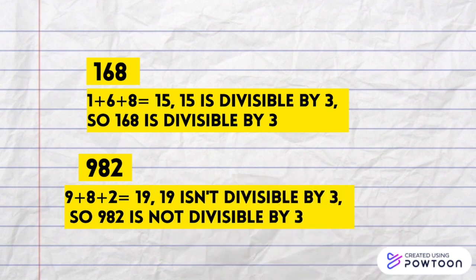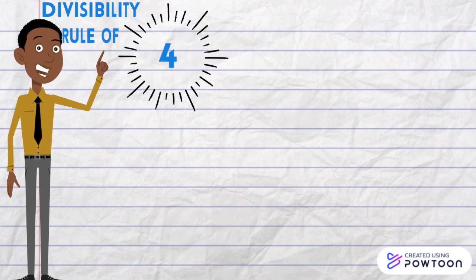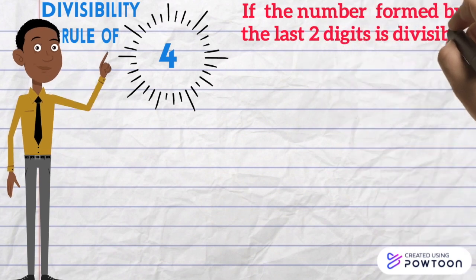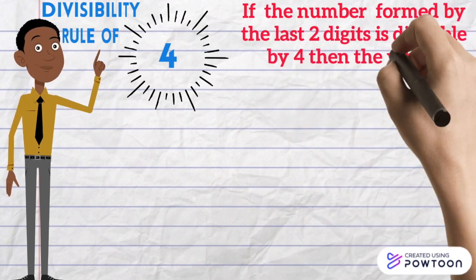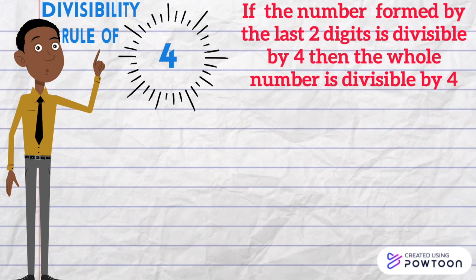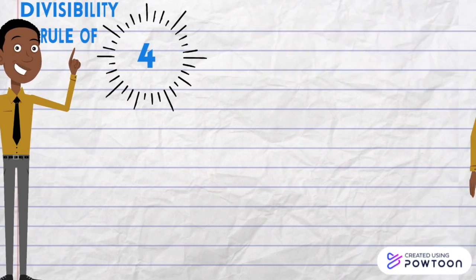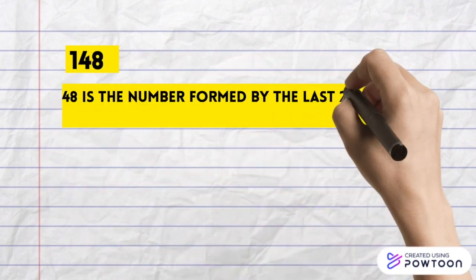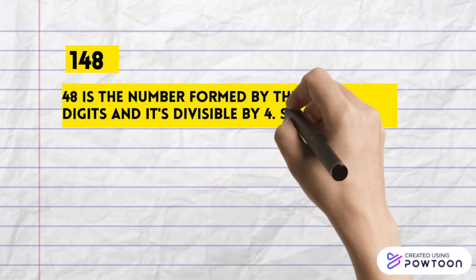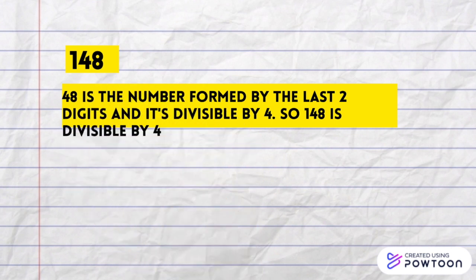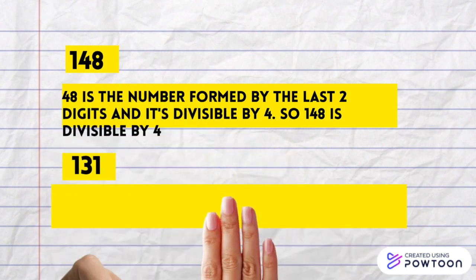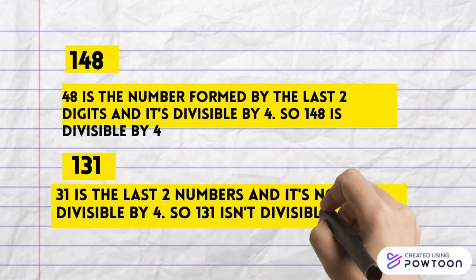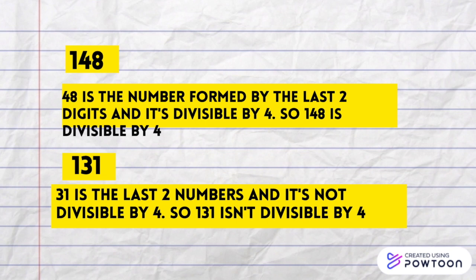For the divisibility rule of 4, you need to check if the number formed by the last two digits is divisible by 4. If it is, then the whole number is divisible by 4. In 148, 48 is the number created, and it's divisible by 4. So 148 is divisible by 4. In 131, 31 is the last two digits, and it's not divisible by 4. So 131 is not divisible by 4.